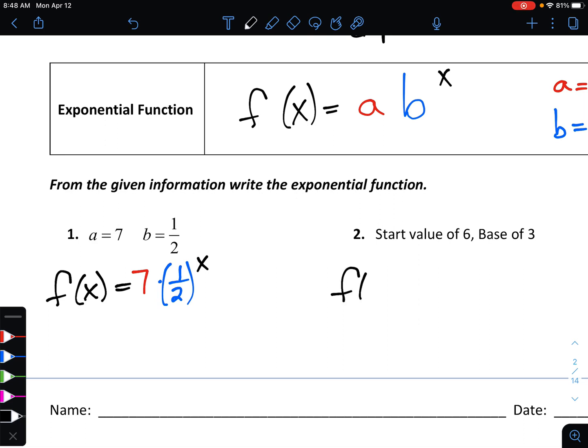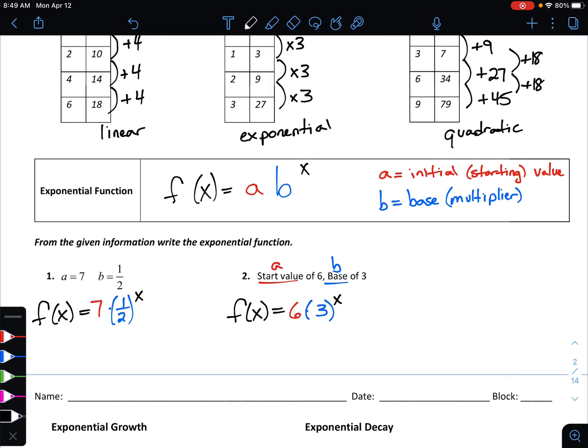For number 2, it should be pretty straightforward as well, only difference being they don't tell you what a and b are, but when it says start value, that's your clue that 6 is going to be the a value, and for base, that's your clue that 3 is going to be the b value. So putting those into our function, we'll take 6 multiplied by 3. Again, either put the dot there or put it in parentheses, and then make sure to put your variable as the exponent as a power of x.